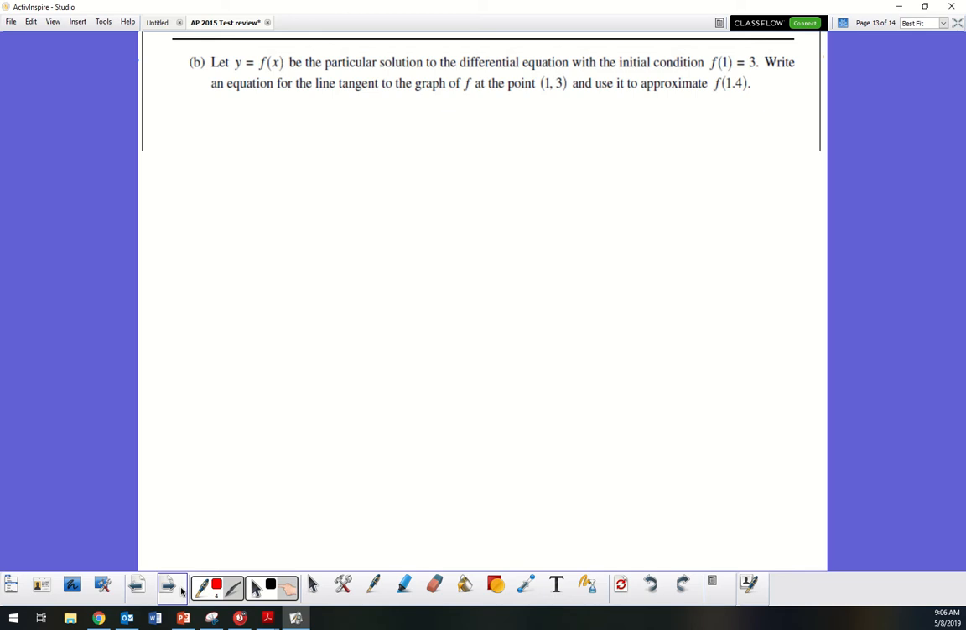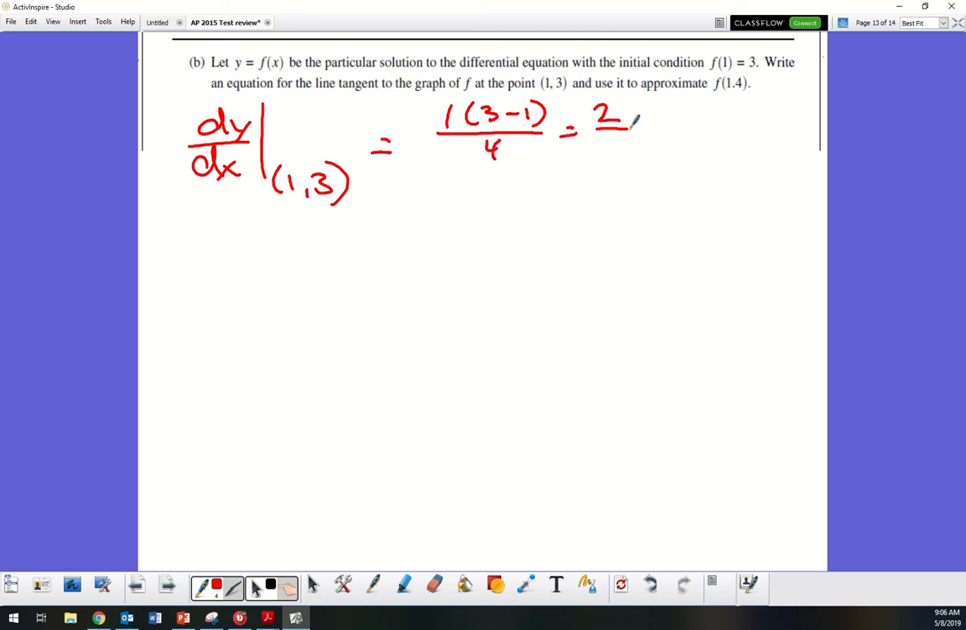So basically, I'm going to plug in 1, 3 for my dy/dx. That's going to give me my slope, right? So plug in the 1, plug in the 3, and I should get something like (3 minus 1) over 4, which is 2 over 4, which is 1/2. So we get a slope of 1/2 there.